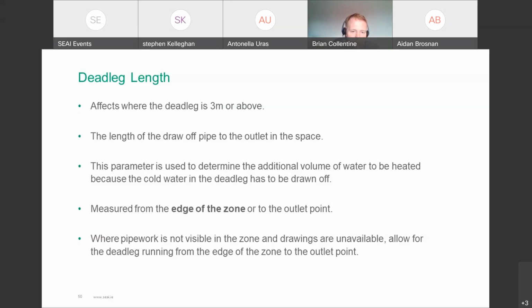It's measured from the edge of the zone to the outlet point. So from the edge of the zone to the outlet is the measurement you take. And where pipe work is not visible, you can just take an estimate from the edge of the zone to the outlet pipe in a direct route fashion.